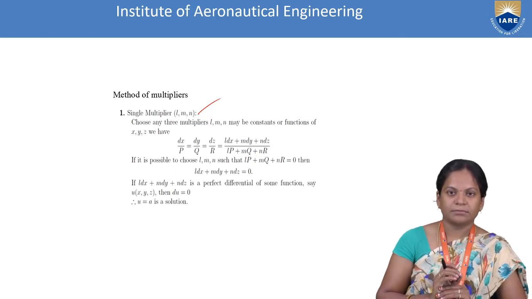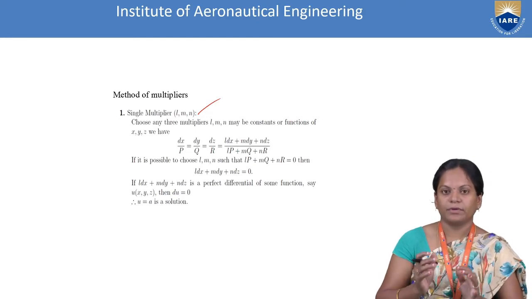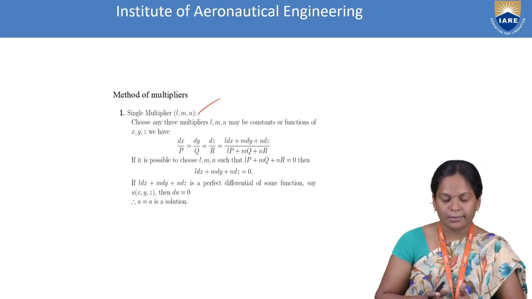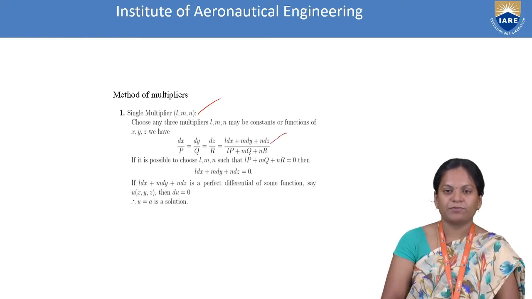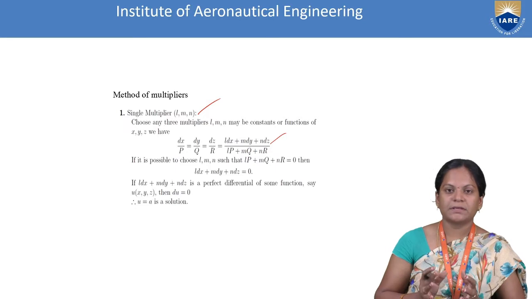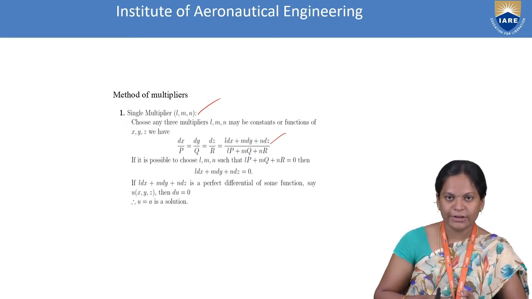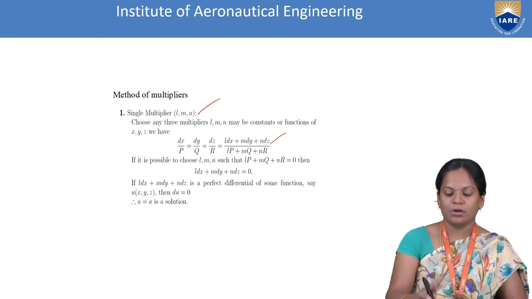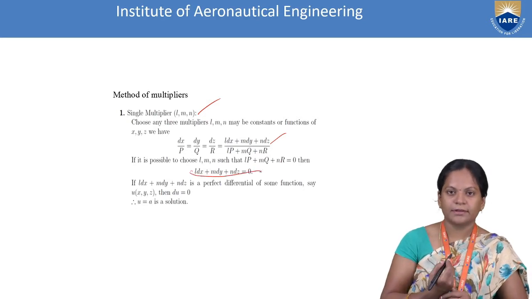First write the subsidiary or auxiliary equations. In the previous method, we wrote only three subsidiary fractions: dx by P, dy by Q, dz by R. Here, using multipliers, we can write one more fraction like this: l dx plus m dy plus n dz by lP plus mQ plus nR. If it is possible to choose l, m, n so that lP plus mQ plus nR is equal to 0, then we consider l dx plus m dy plus n dz equal to 0, then take integration, and we get the solution.